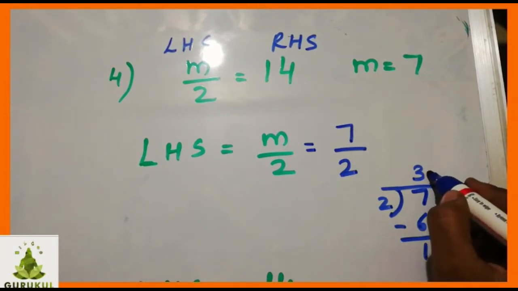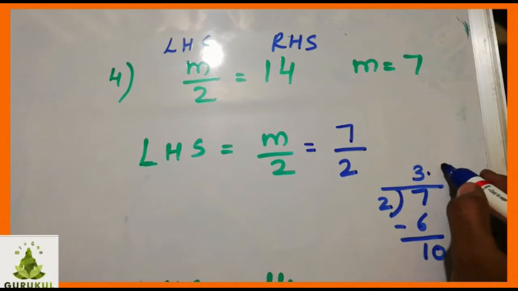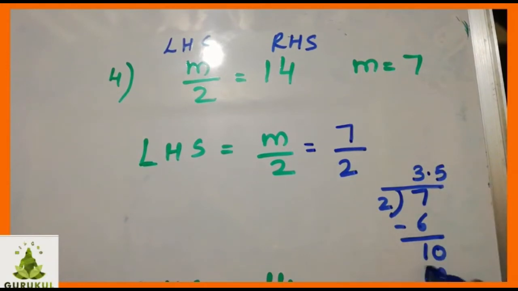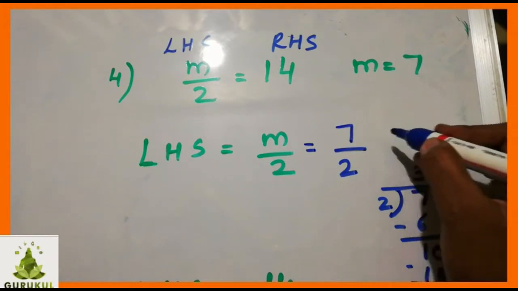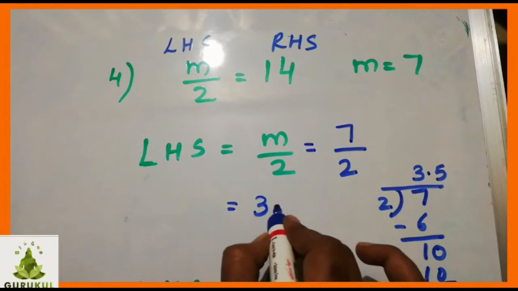Now I will put a point, since there is nothing here, and take 1 0 here. Is it clear? So 2, 5 times 10. Now it is fully reduced and I get the remainder 0. So the answer for LHS, 7 divided by 2, is 3.5.